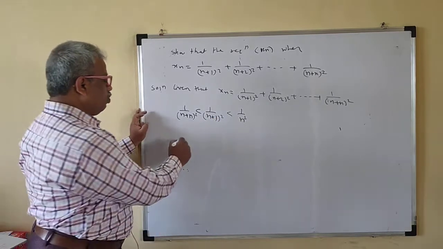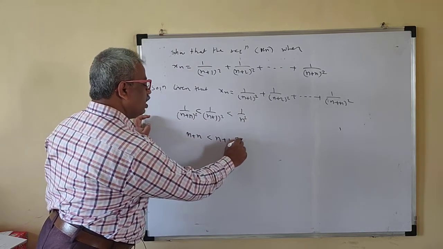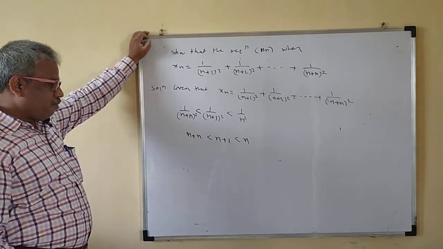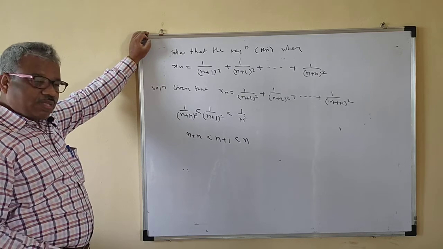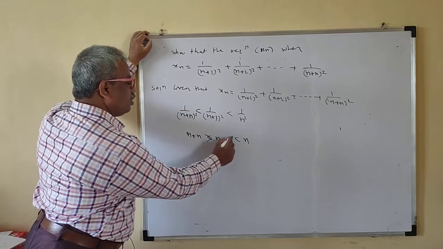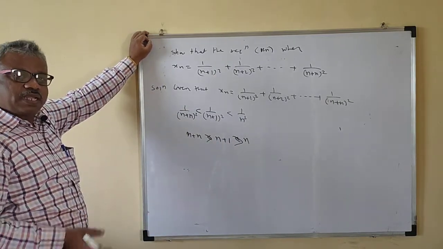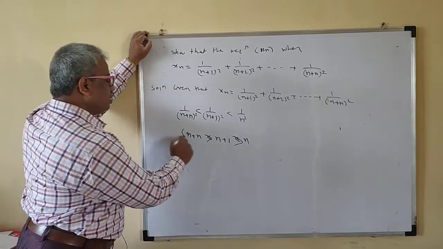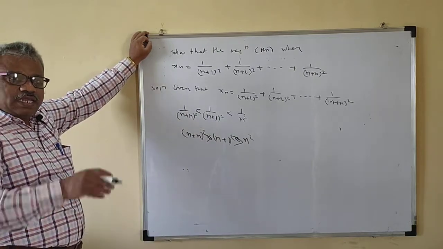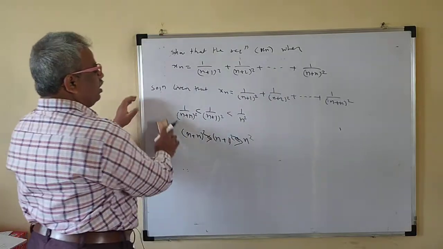So you know that n plus n is greater than n plus 1, which is greater than n. If you take the reciprocals, the inequality is reversed. If you take the square, there is no problem; the inequality remains as it is. So for each term we can write it like this.